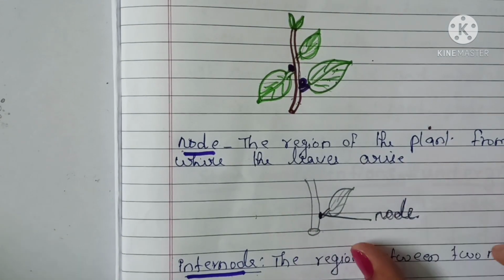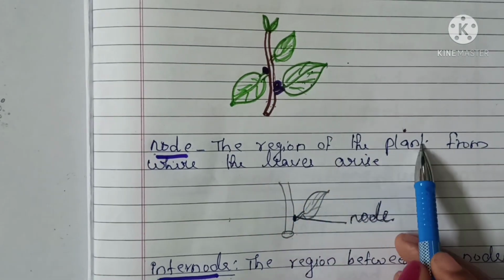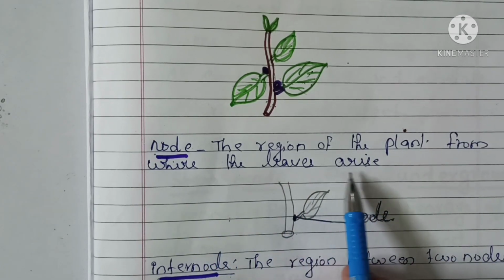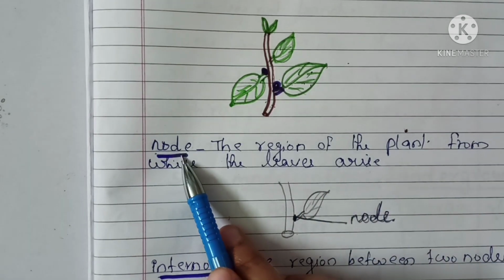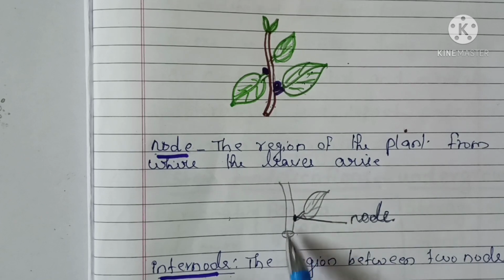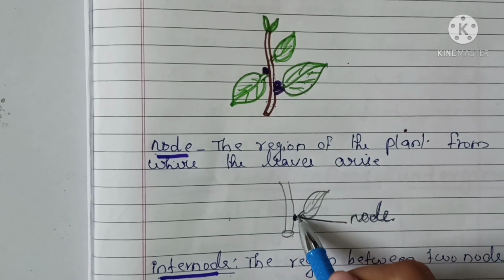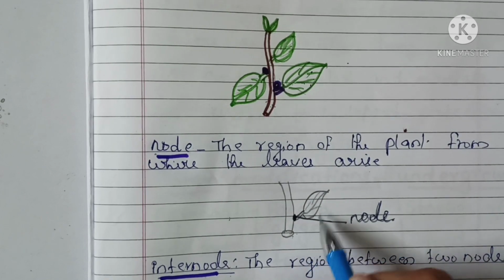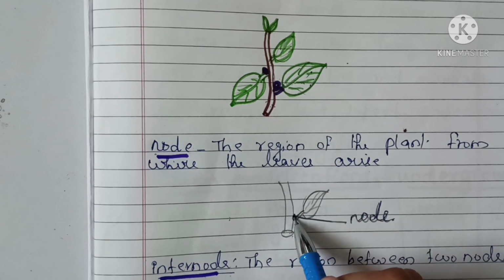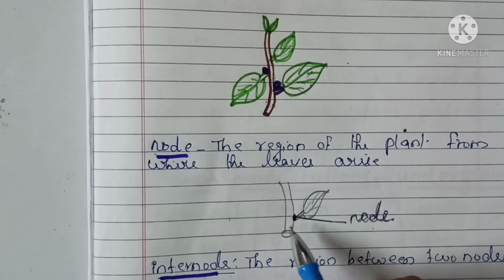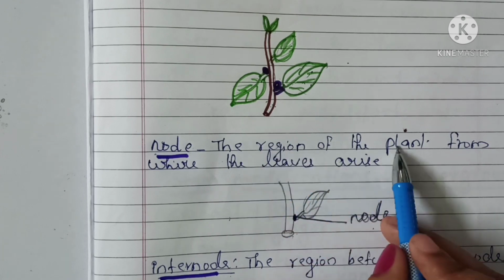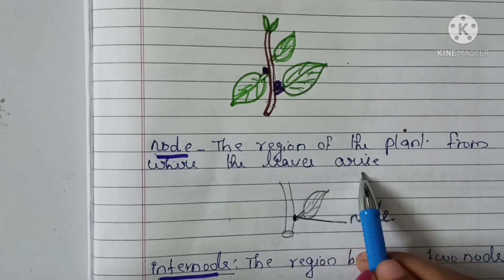So what is a node? The region of the plant from where the leaves arise is known as a node. Just see, this is the structure of a stem and from here the leaf is arising. So this particular point is known as a node. So what is the node? The region of the plant from where the leaf arises.